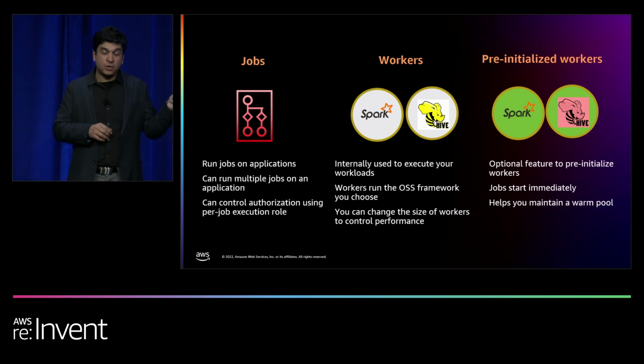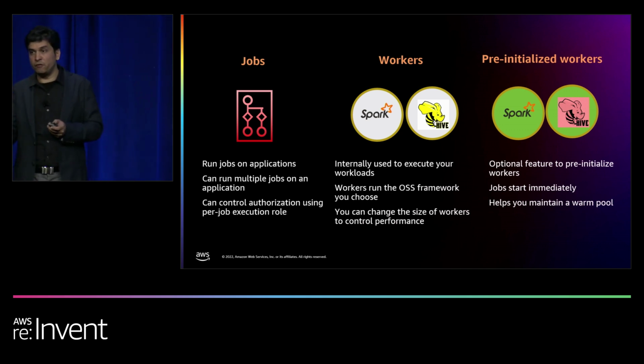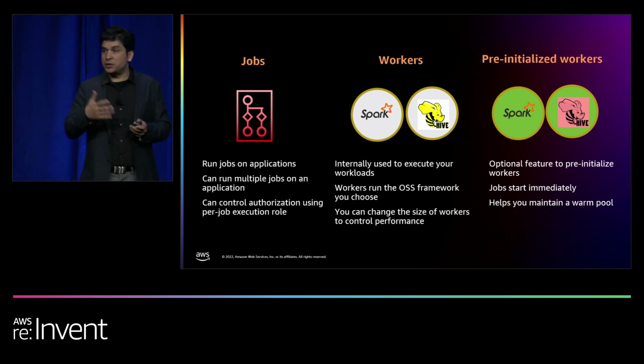And each job has a per-job execution role. So what this means is that you have multi-tenancy when it comes to sharing the resources of an application. So each job can have a different permission profile. So maybe access different S3 buckets, different DynamoDB tables, Redshift clusters, and so on.